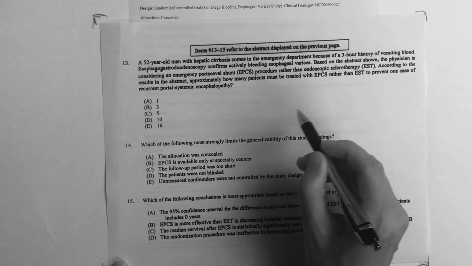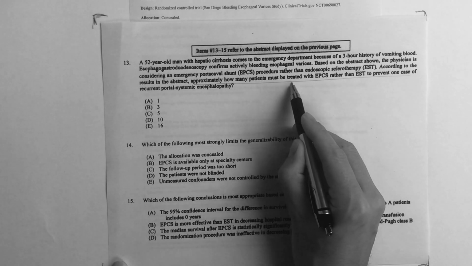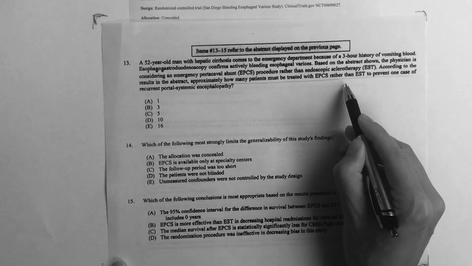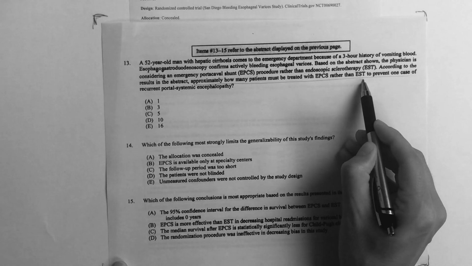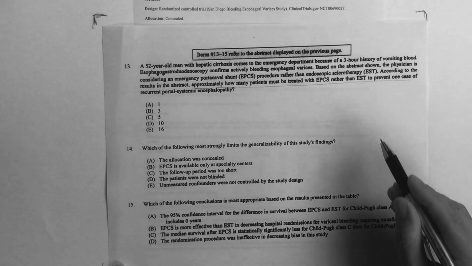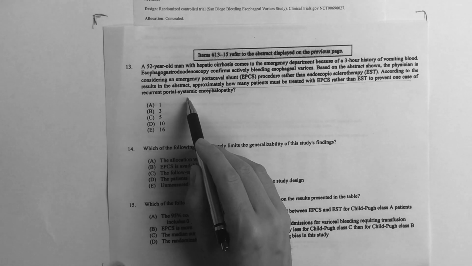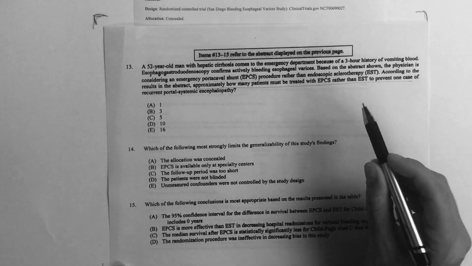This one, again, always go to the last sentence and ask what the question is. Approximately how many patients must be treated with EPCS rather than EST? Now, EPCS stands for emergency portocaval shunt, and EST stands for endoscopic sclerotherapy. So they're just 2 procedures, long story short. To prevent one case of recurrent portal systemic encephalopathy. So when they say that, how many patients do I need to treat to prevent one?